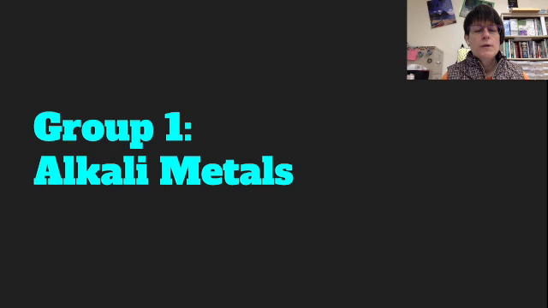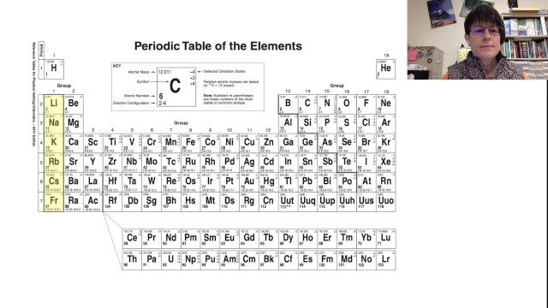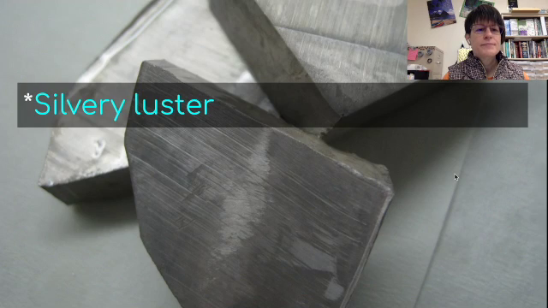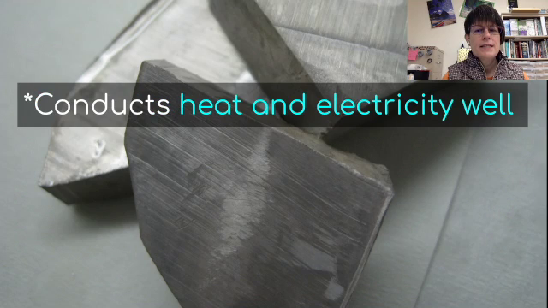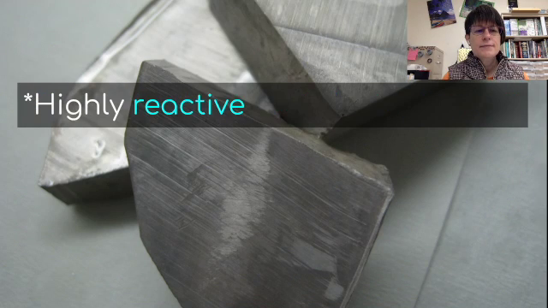So group 1, the alkali metals, that's this group here, excluding hydrogen, because hydrogen is a gas. The rest of them are solids and metals. They have a silvery luster. This is sodium here. It conducts heat and electricity well. They are highly reactive, though. They're not found in nature as the metals on their own.